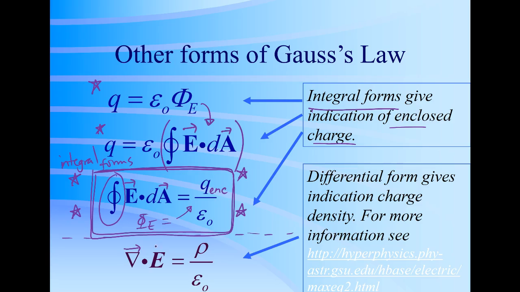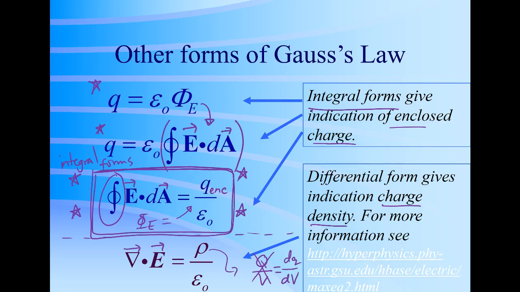But there's an operation called the divergence. If we take the divergence of the electric field, del dot E, we get information about the charge density. We talked about rho a little bit earlier, but it's basically charge over volume. Typically we write it as dq dv because it's not always a constant value for the charge density.